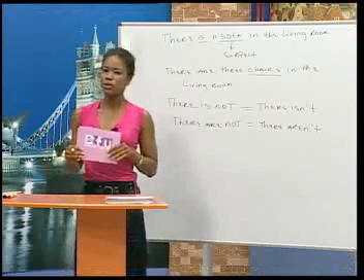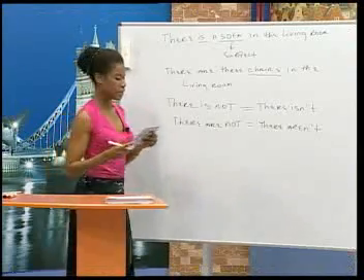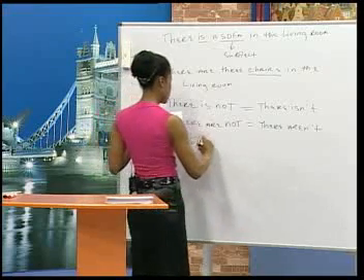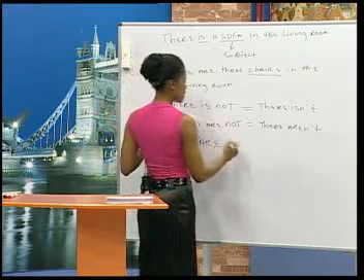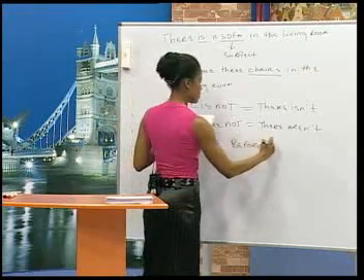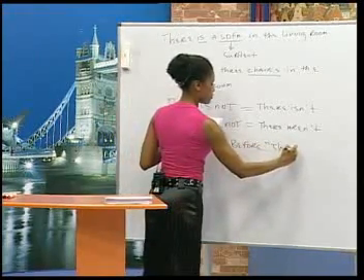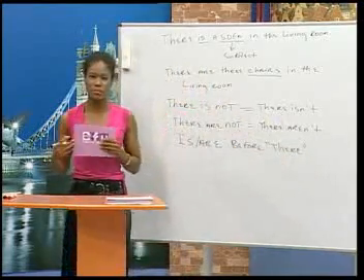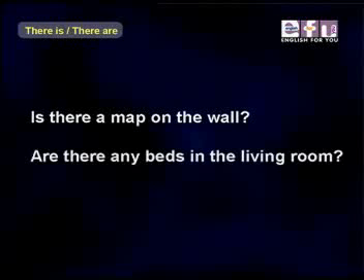In the yes/no question form, is or are comes before there. Take a look at your screen for an example. Is there a map on the wall? Or, are there any beds in the living room?